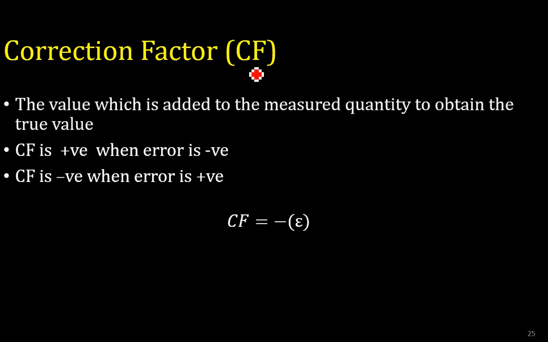Now, correction factor is a value that is added to the measured quantity to obtain the true value. That you can understand. So once you add a correction factor, you will get the true value. So correction factor is always the negative of the absolute error that you already obtained. So it also can be positive or negative. Correction factor will be positive when error is negative, and correction factor is negative when your error is positive.